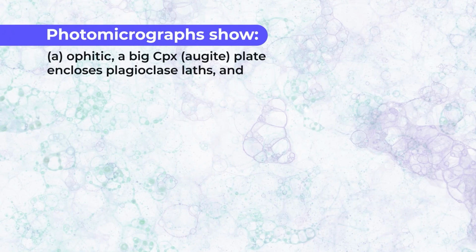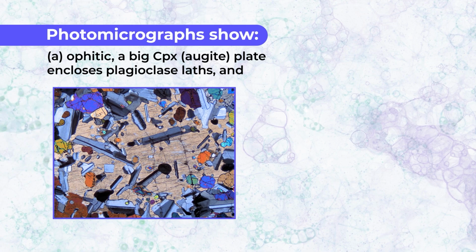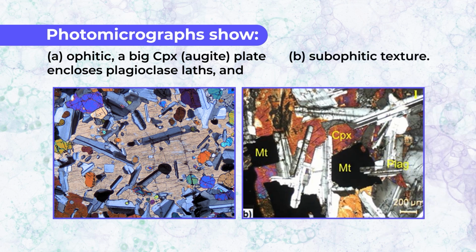I will show you all the types of texture in my slides here. The first one, photomicrograph, shows ophitic texture. On my left hand side, a big clinopyroxene augite plate encloses small laths of plagioclase, and B, subophitic texture, where the plagioclase laths are partly inside the clinopyroxene grains and partly outside of the clinopyroxene grains.